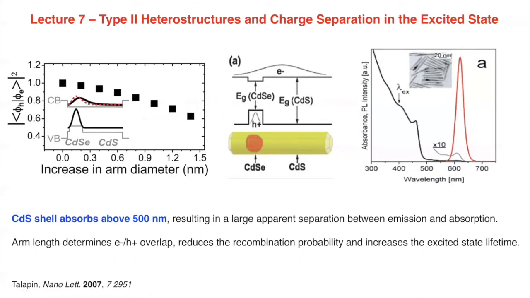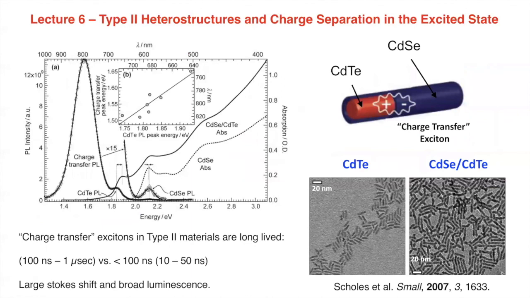And you can also see here the absorption spectrum, which is primarily cadmium sulfide. Way down here in the baseline is the cadmium selenide region of this absorption spectrum, on top of which the luminescence band rests. So same as before, cadmium sulfide does most of the absorbing here. Cadmium selenide does most of the emitting, and the arm dimensions impact the electron hole overlap and change the recombination probability.